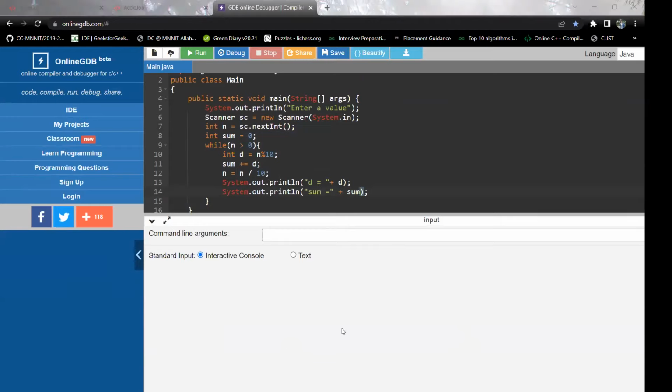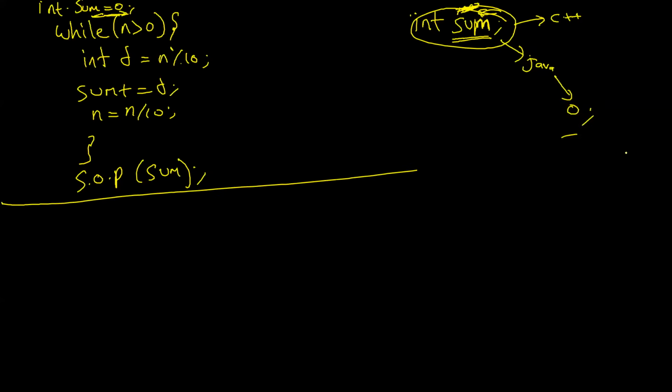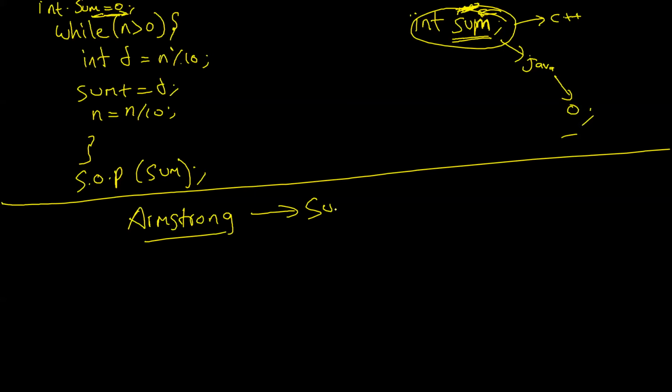So I think more than 50 people want me to do that, right? So let me first tell you about Armstrong. It is much simpler, right? The Armstrong problem is nothing but the sum of cubes of digits. This is the difference. Okay.